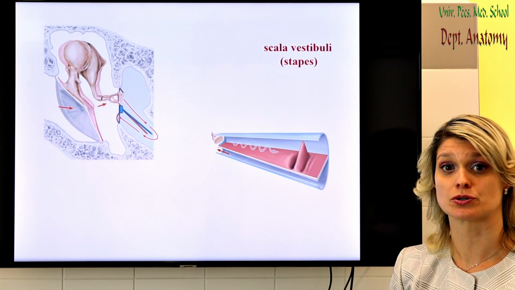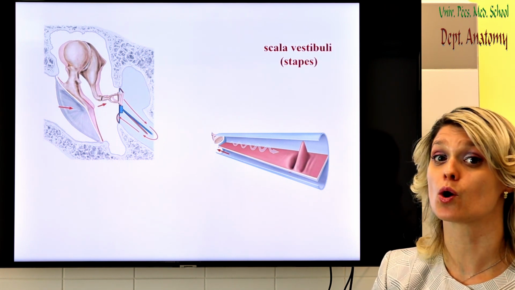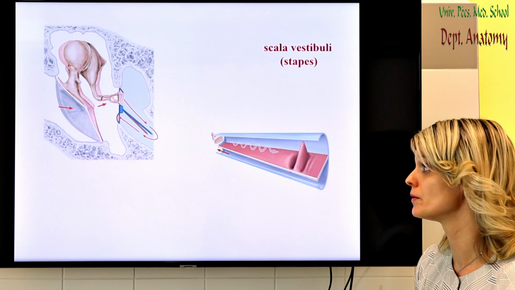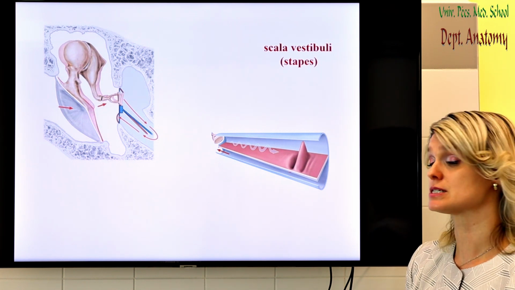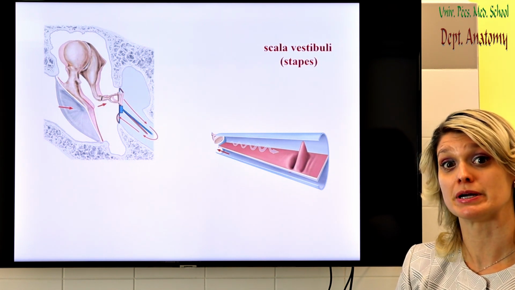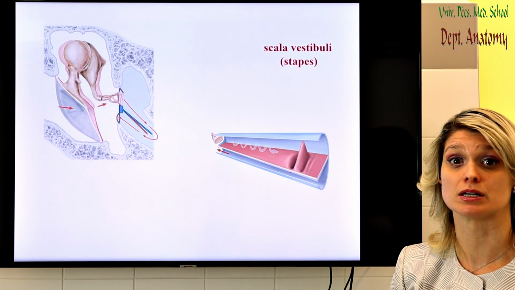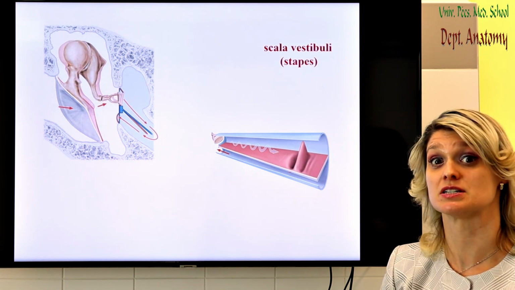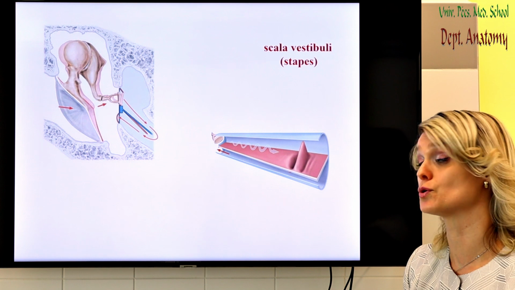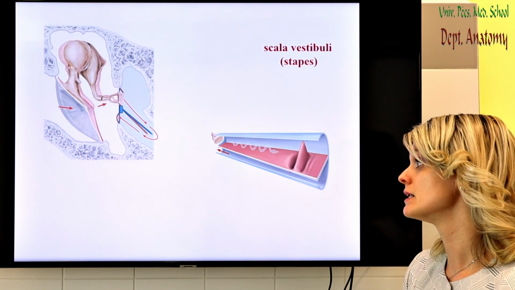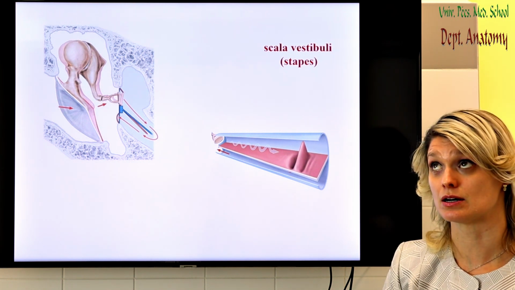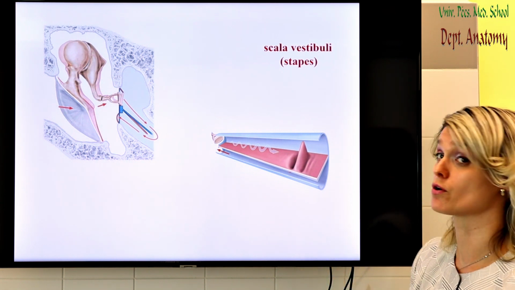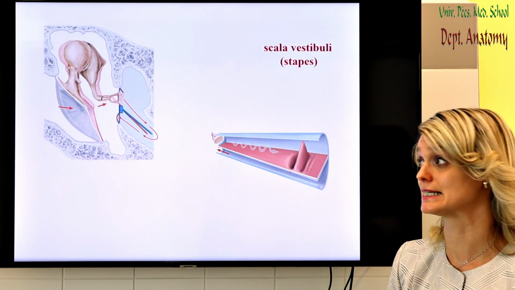Behind the activation of these hair cells, we have a really complex physiological background, which was described by Békésy. He was a Hungarian scientist, a physiologist, who described it and received a Nobel Prize in 1961 because of the description of this mechanism.